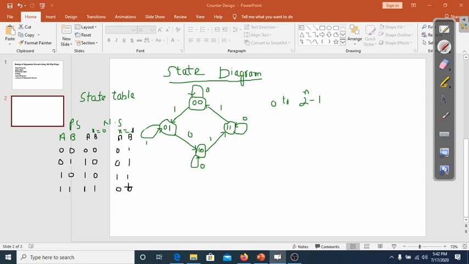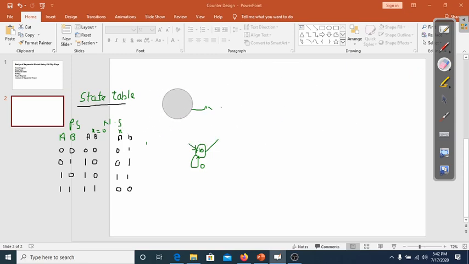Okay, now using this state table, I will extract the excitation table. The excitation table will give us the inputs of the JK flip-flop. So let me erase this state diagram, and here I'm going to draw the excitation table.